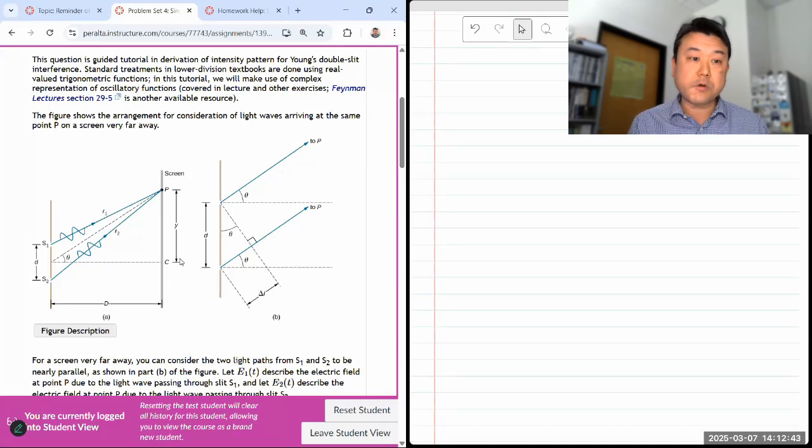So right, let me do this question. This is, as it says, a guided tutorial in derivation of intensity pattern for Young's double-slit interference, which is why I haven't done it so far. But this is literally the last remaining question in this problem set. So for the sake of completeness, let me complete it. Let me demonstrate what you would go through as you go through this guided tutorial.